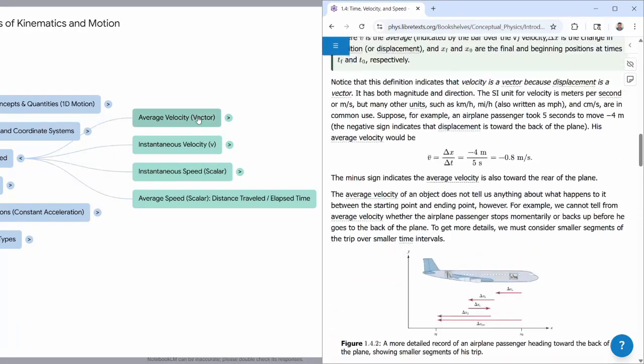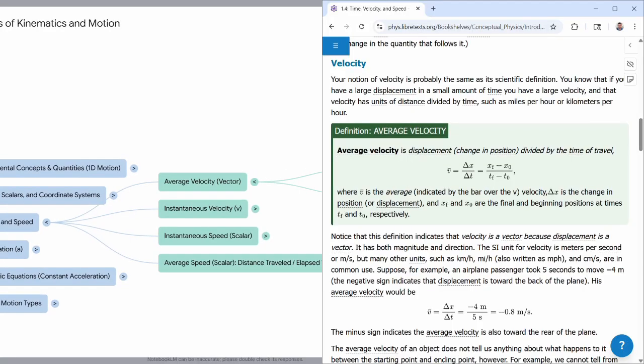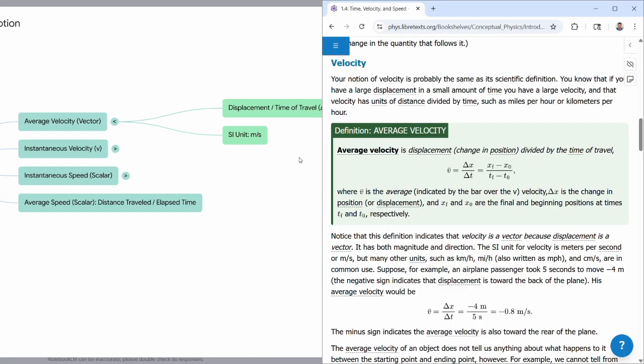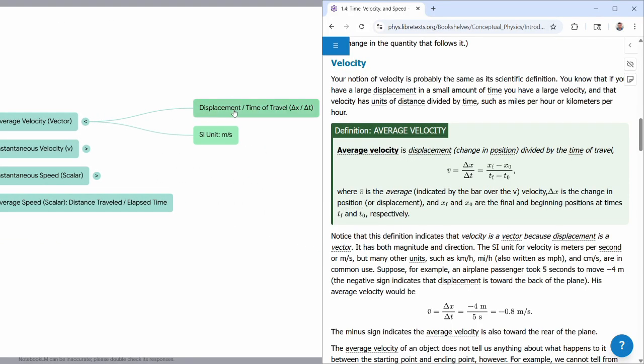So average velocity is derived from displacement, position. It's simply displacement divided by the duration of time of travel. It's measured in what you would expect, meters per second. This is in meters, this is in seconds. So yeah, meters per second.